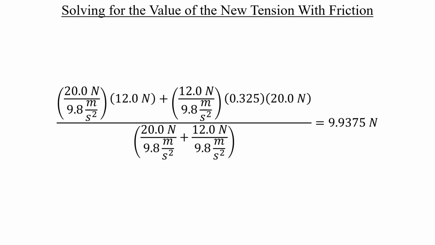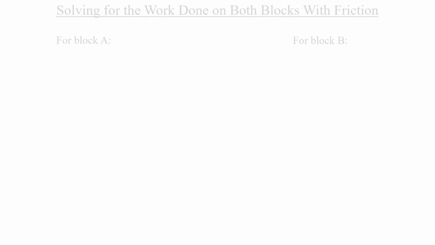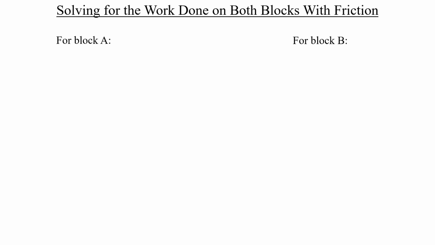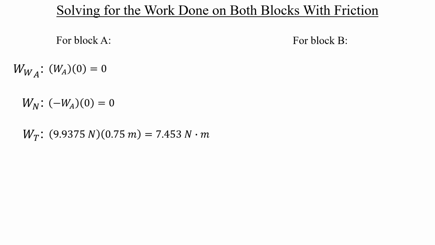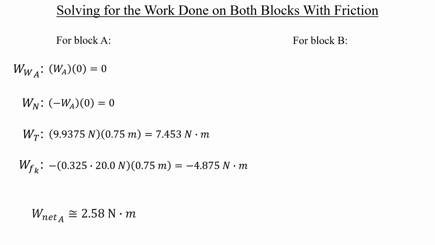Let's go ahead and finish this part up now. The work done by the weight of block A and the normal force are still 0, so let's go ahead and get those out of the way and move on to the good stuff. Here's our work done by the tension as well as friction. Add those two values together and round to 3 significant figures, and now block A is all set.